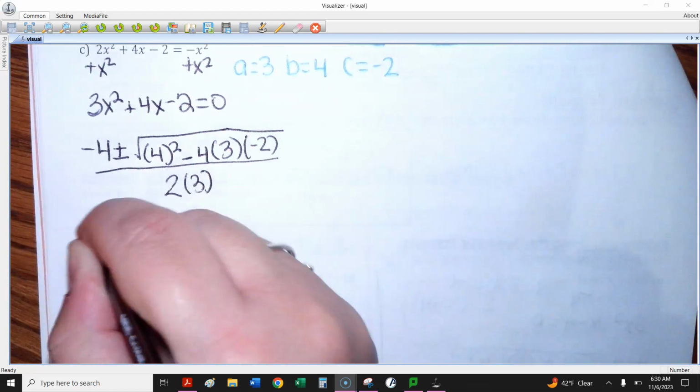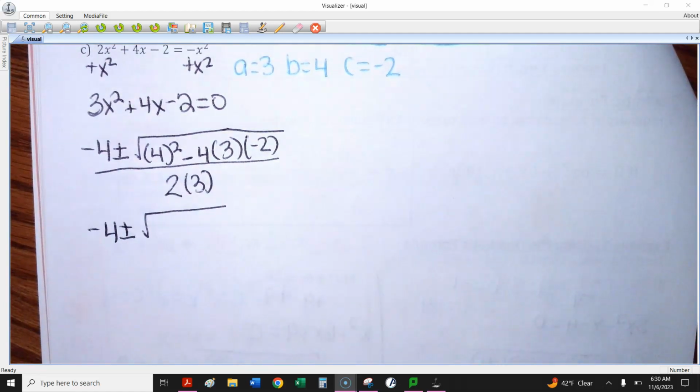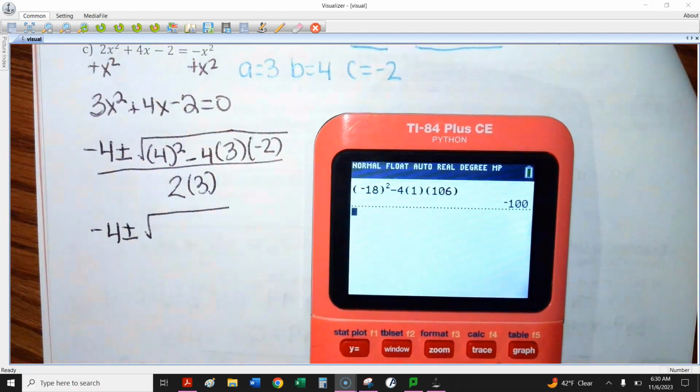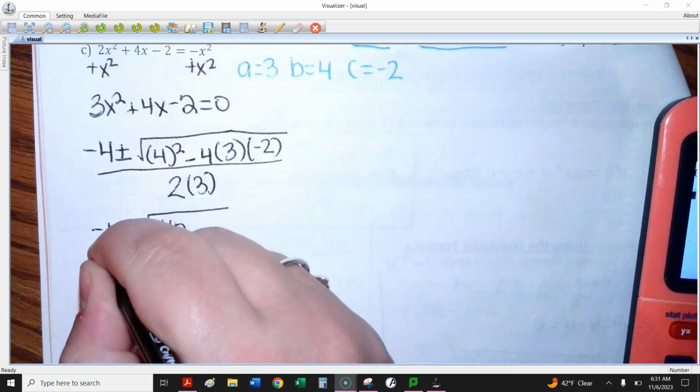So I've got -4 plus or minus, and then I'm just going to type what's under the square root. Just do this in a couple steps here. So for this question, I've got 4 squared minus 4 times 3 times -2. And again, just be careful, use the subtraction sign between the 4 squared and the 4, but you use the negative key for that -2. And under our square root here, we're going to end up with 40. So I haven't taken the square root. And 2a here is going to be 6.